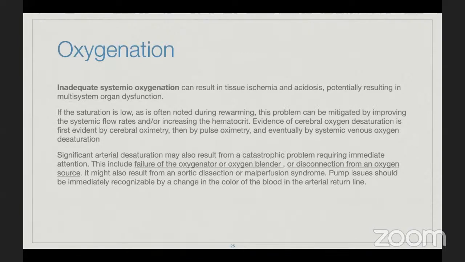Significant arterial desaturation may also result from a catastrophic problem requiring immediate attention, including failure of the oxygenator or the oxygen blender, or disconnection from the oxygen source. It might also result from aortic dissection or malperfusion syndrome. A pump issue should be immediately recognized by the change of the color of the blood in the arterial line.